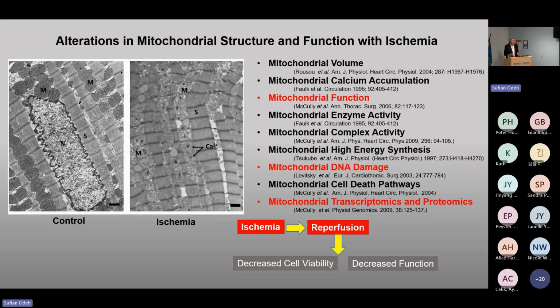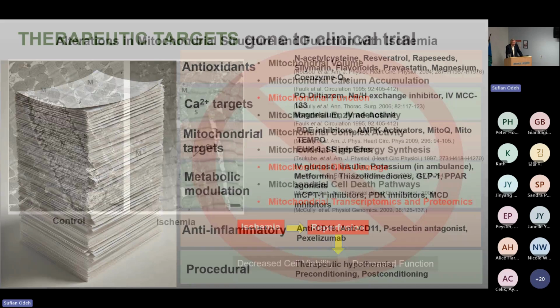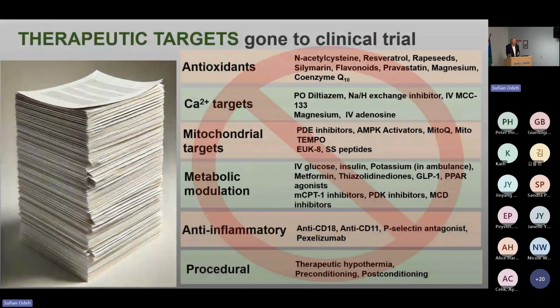All of this occurs during ischemia, and even if you reperfuse the heart and reestablish the blood flow and the oxygen delivery to the heart, it persists into the reperfusion phase, and you end up with decreased cell viability and decreased function. Now, throughout the ages, there's been a lot of different methods to try to alleviate this. Most of them were either upstream of the mitochondria or downstream of the mitochondria.